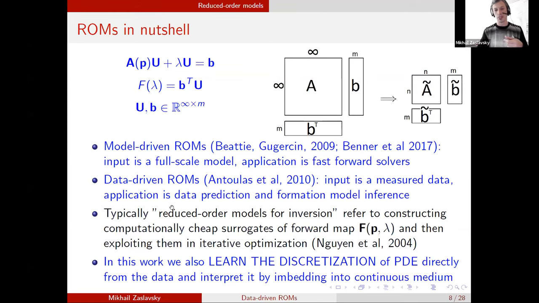But in this talk, we'll make one step further, and we'll show how to construct a reduced order model directly from the data and infer the medium parameters directly from the reduced order model without any optimization. So basically, the message here is how to get some information directly from the reduced order model, under the knowledge that it comes from this particular PDE with unknown parameter P, and how to get information regarding P directly from that.